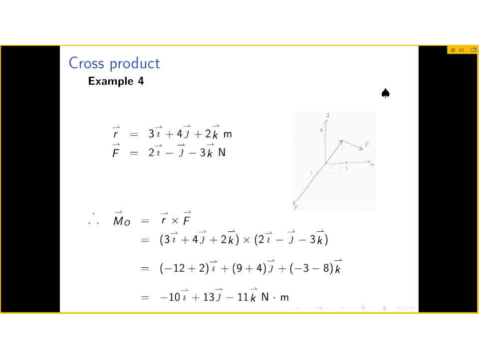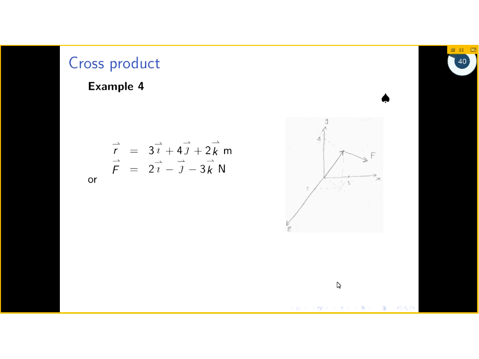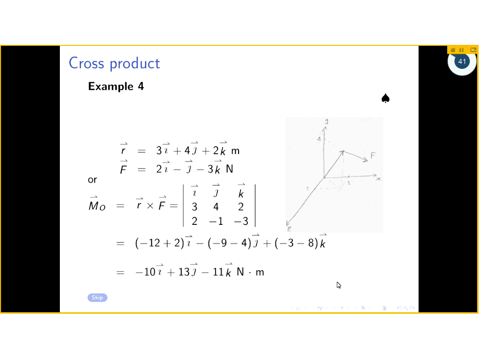Now, I'm sure you will all tell me there's an easier way of doing this, and indeed you are most welcome to use the alternative determinant method of calculating the cross product of two 3-dimensional vectors. And if you do that, you'll find that you get the same result as before.